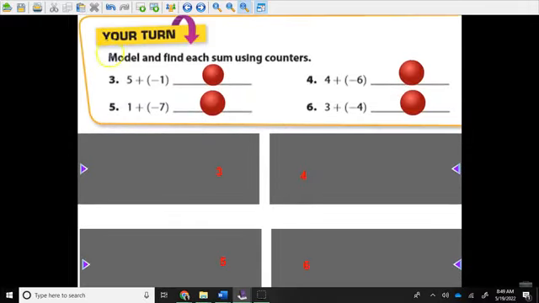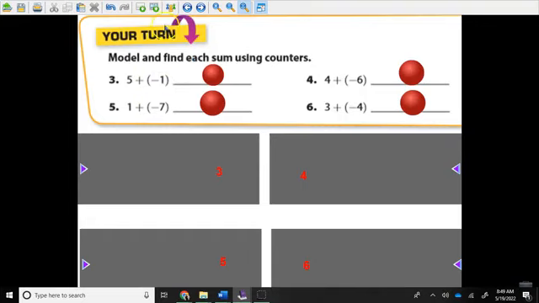Okay, so forget the model and using counters and everything. Just do the your turn, solve it how I taught you. Pause it now. I know you didn't pause it yet. Go ahead and pause it and do your work. Come on now. Okay, now we can get started.